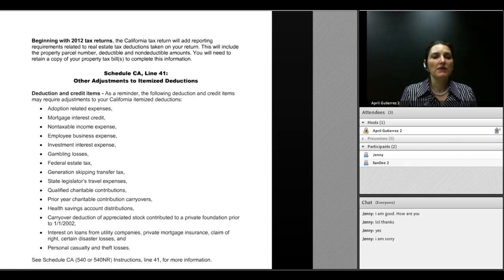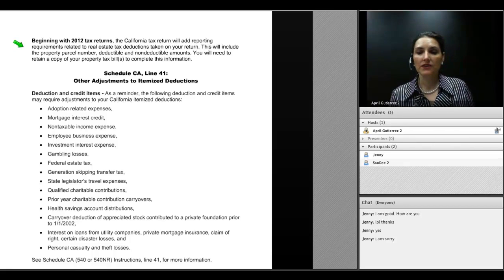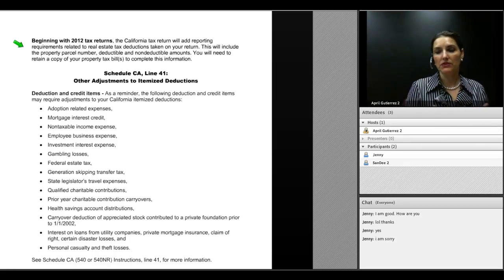So what's new? Well, beginning with 2012, the California return will add reporting requirements related to real estate tax deductions taken on your return. And this will include the property parcel number, deductible and non-deductible amounts. You will need to retain a copy of your property tax bills to complete this information. So beginning with 2012, our tax clients are going to need to be bringing their property tax bills into us as a part of preparing their tax returns. And this is probably not something most customers are in the habit of.